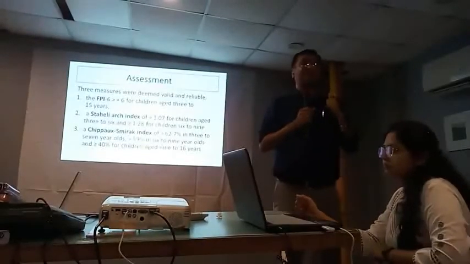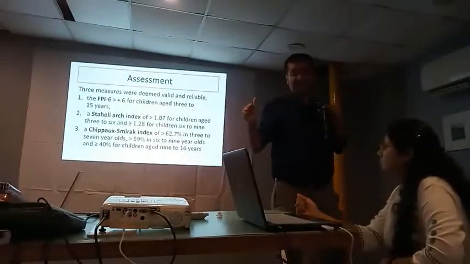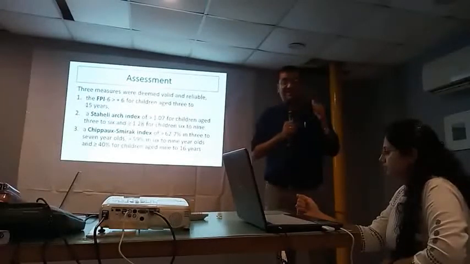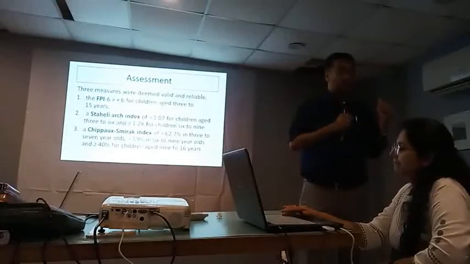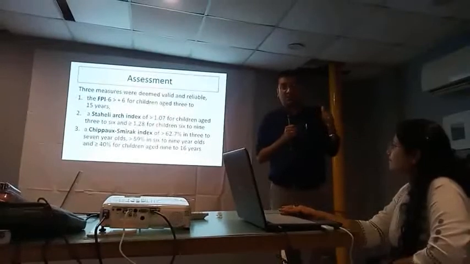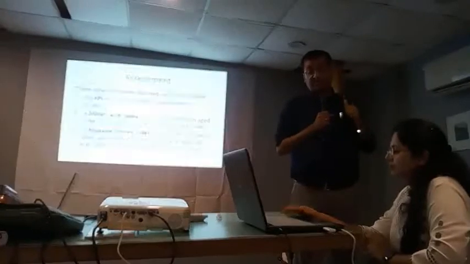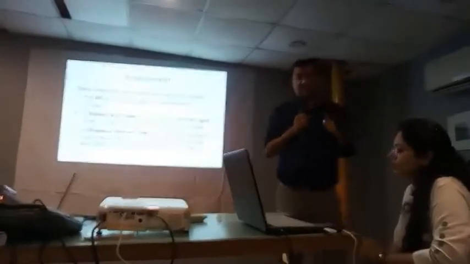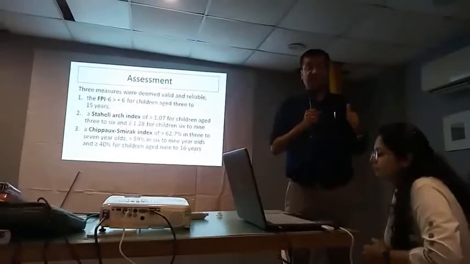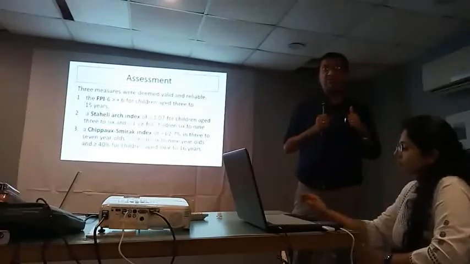Now we go to the assessment part. How can we assess as a physio? One is the Foot Posture Index. It is -6 to +6 for children aged 3 to 15 years. Staheli Arch Index is very easy to check. It is 1.07 for children aged 3 to 6 and equal to or more than 1.28 for children 6 to 9. And Chippaux-Smirak Index is more than 62.7% in 3 to 7 year olds, more than 59% in 6 to 9 year olds, and more than 40% for children aged 9 to 16 years.